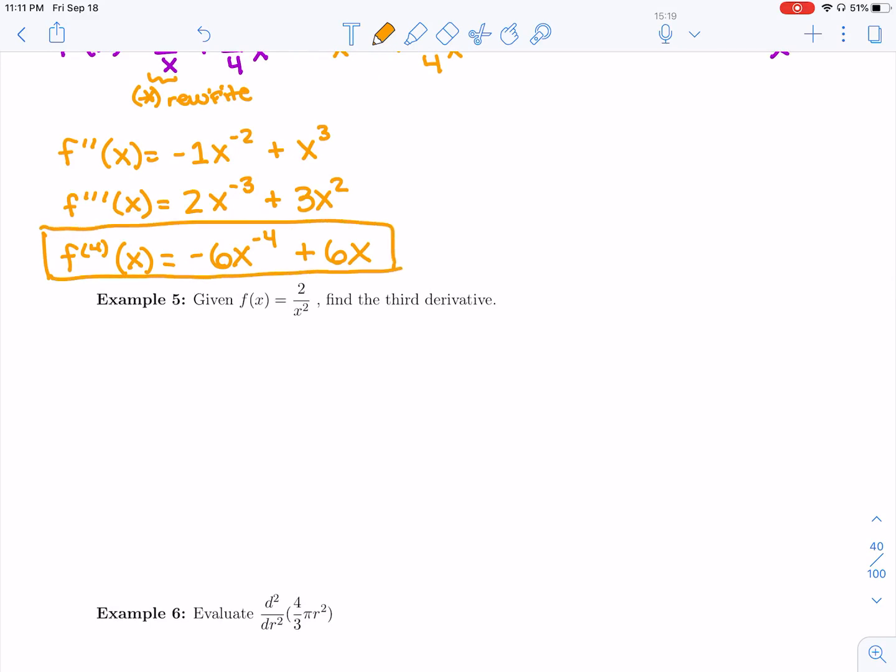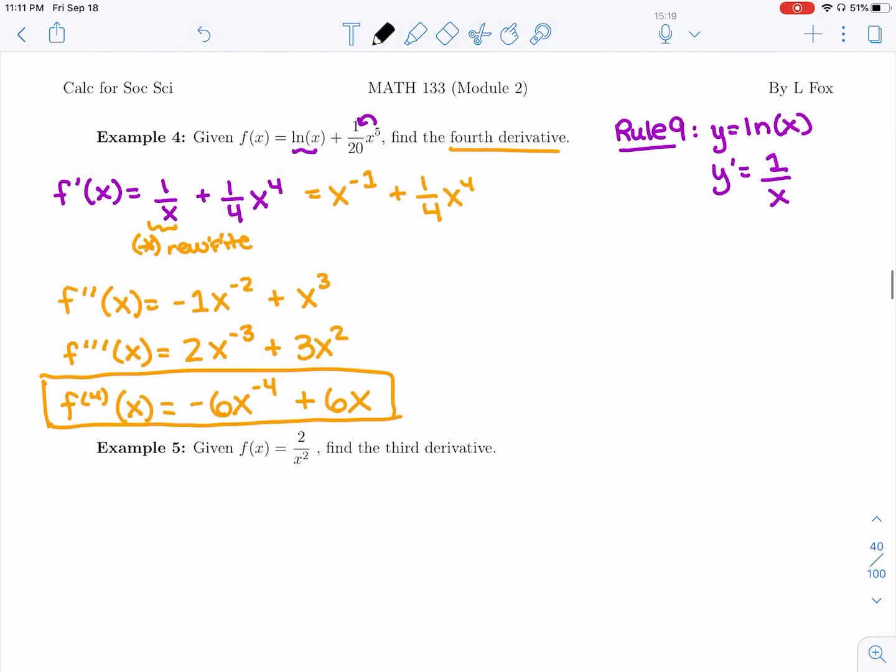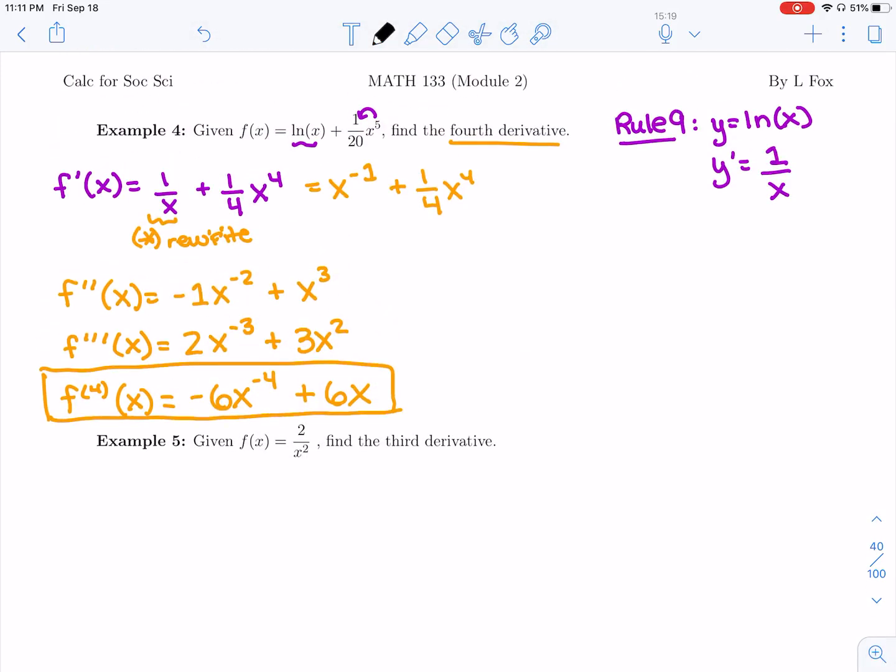And we're going to do the same thing on the next one. I would definitely feel free to pause the video. It's very similar to the one we just did. It's actually just a slightly easier version of what we just did, just to see if you can try it on your own. So try to take the third derivative of 2 over x squared. I'm going to do it here as well, if you can't get it on your own.